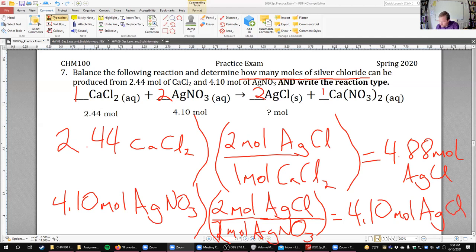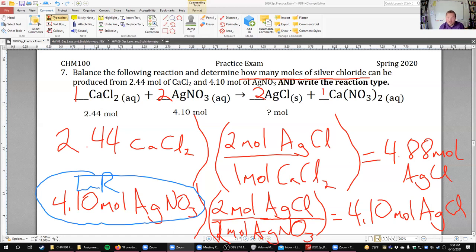So what that's telling us is that if we use up all of our calcium chloride, we could make 4.88 moles. But if we use up all of our silver nitrate, we can only make 4.1 moles. So the lower number has to be the right theoretical yield. And that has to be what's running out first. And this is our limiting reactant because it's the one that can make less product, right?